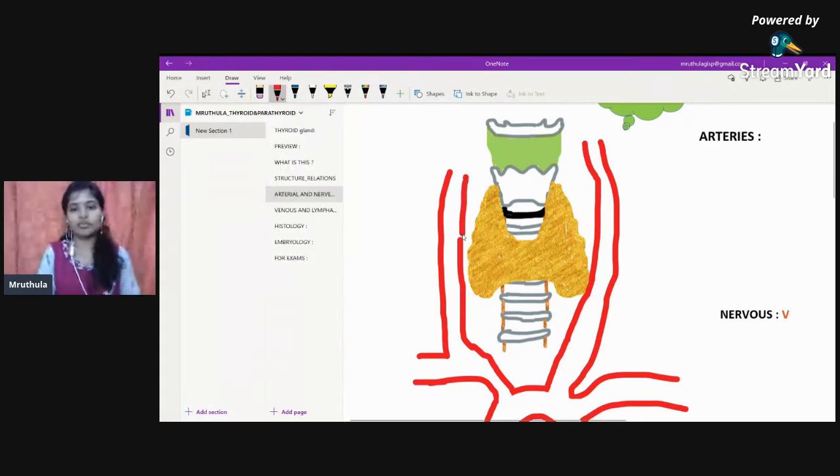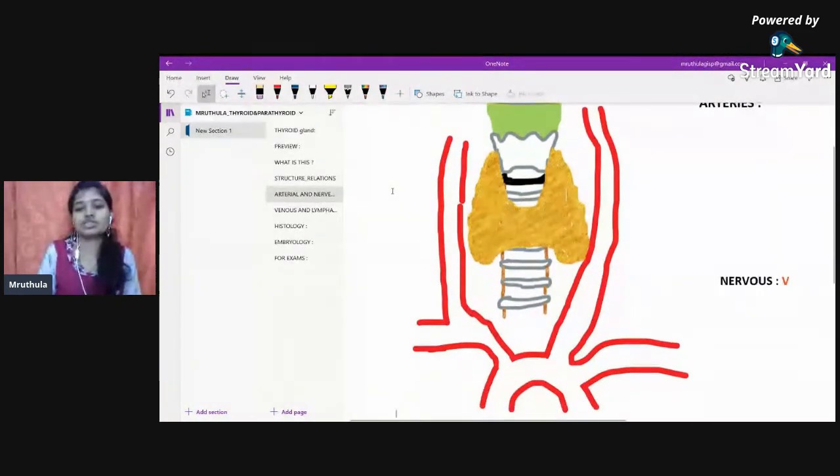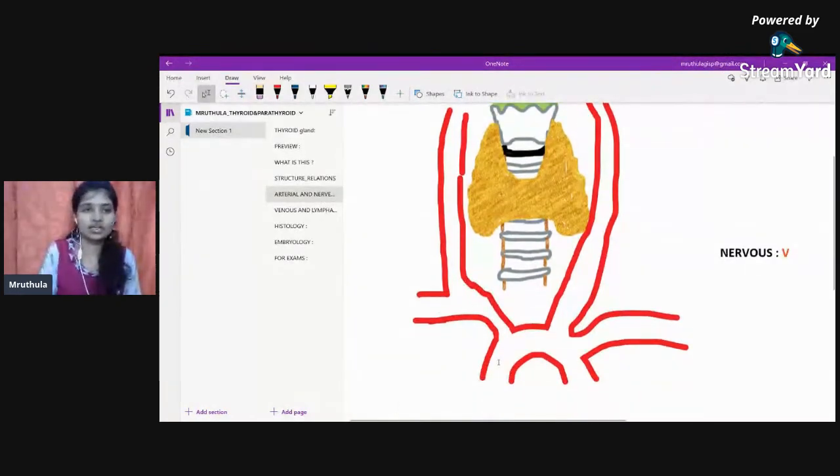What you're seeing here is the thyroid gland in the middle, the same golden color, and here we have some arteries. What are those arteries? This big arch that you see here is the aortic arch. That's where the arteries are arising from. This is on the right side and on the left side.